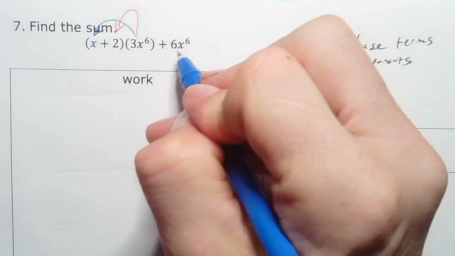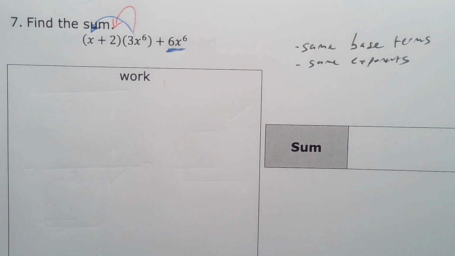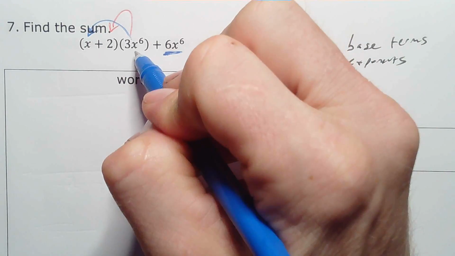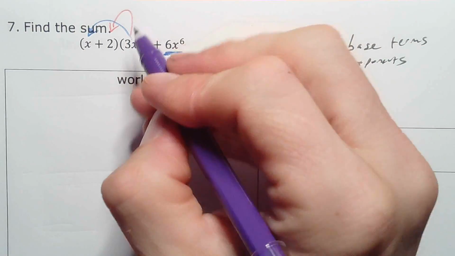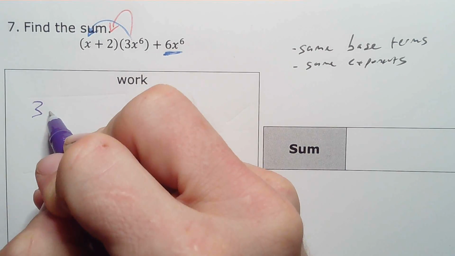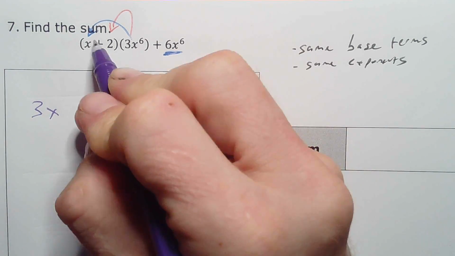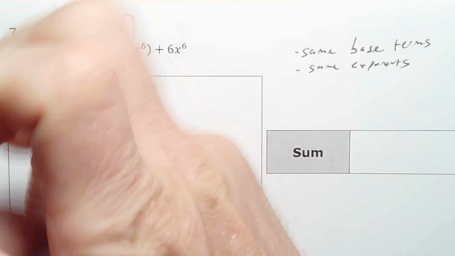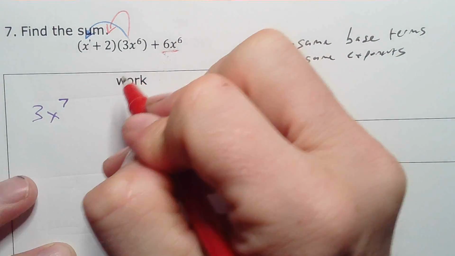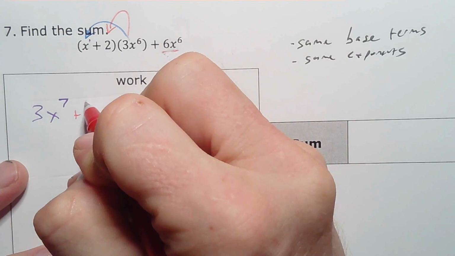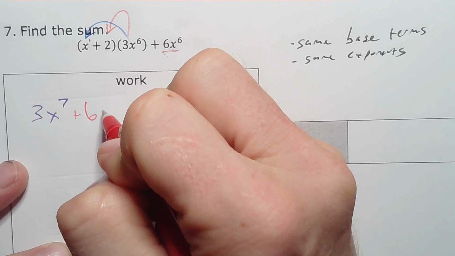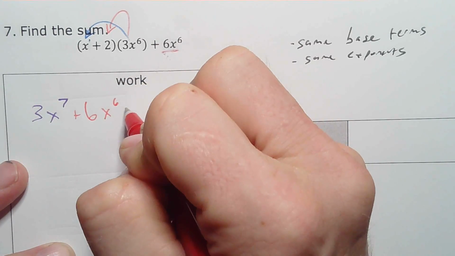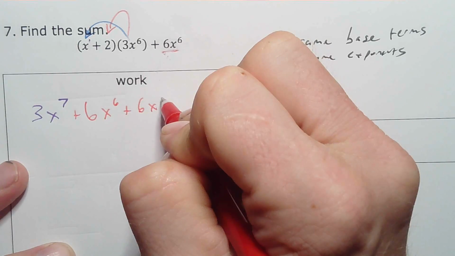So allegedly we should get that as one of the terms. The first term we're going to get is going to be 3x, and then x to the 6th times x to the 1st would be x to the 7th. Okay? And then that's our blue. And then our red is going to be 2 times 3 is 6, x to the 6th, 6x to the 6th, right?